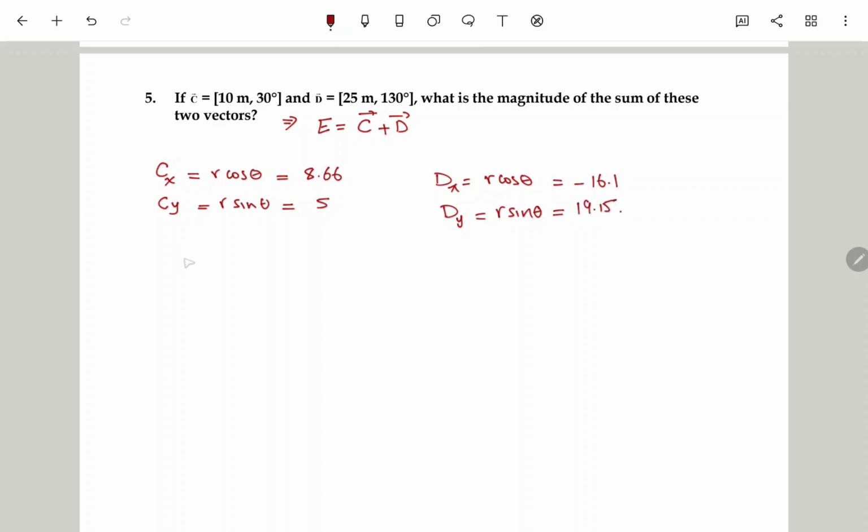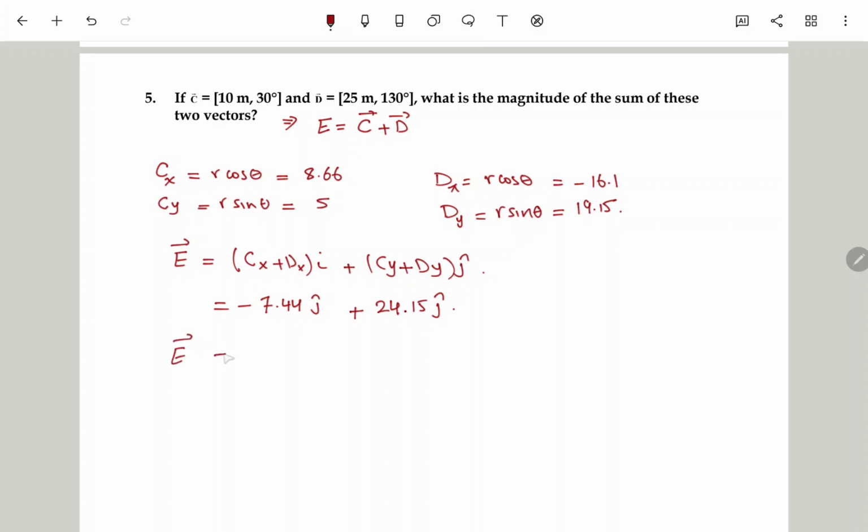Now, vector E equals Cx plus Dx i hat plus Cy plus Dy j hat, or in other words, minus 7.44 i hat plus 24.15 j hat.